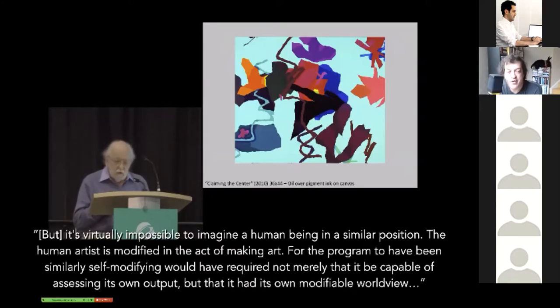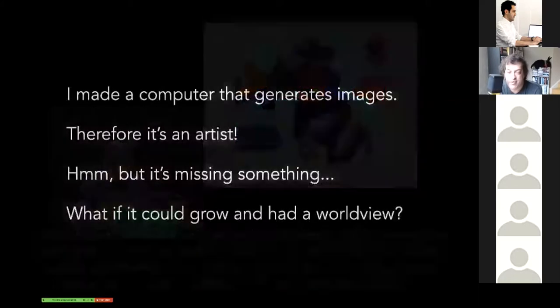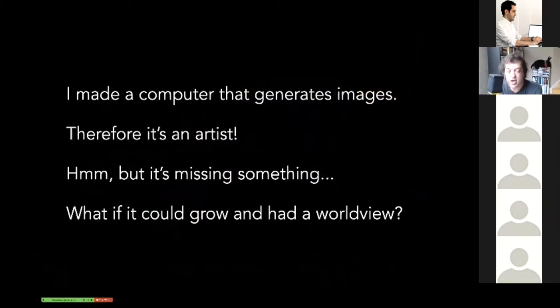So there's this common trend, I think, a lot of people go through when they think about these things. They think, well, if I just make a computer that makes great images, then I've made an artist. And then as you keep pressing the button and seeing it make the same stuff, the same style over and over again, you think, well, maybe it's missing something. And then in his case, he says, well, maybe it should grow and have a worldview.